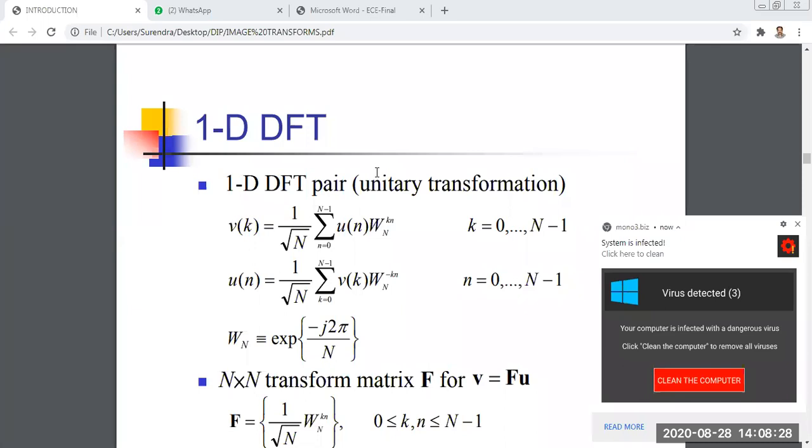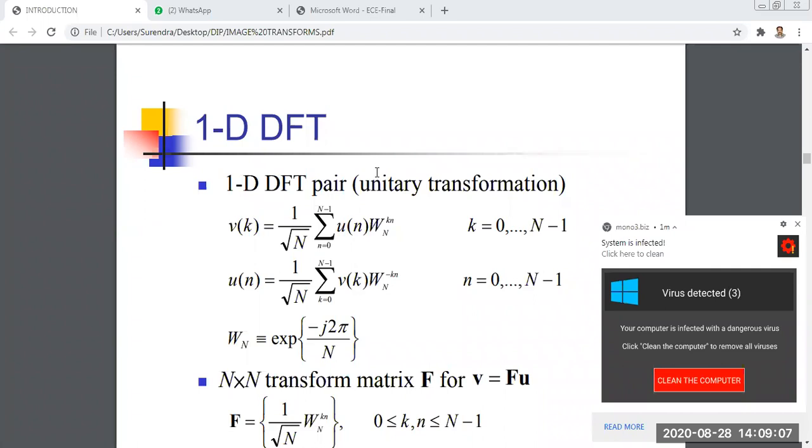Third is the Walsh transform. Fourth is the Hadamard transform. Fifth is the Haar transform. Sixth is the slant transform. Seventh is DCT, discrete cosine transform. Eighth is the KL transform, KLT. Ninth is the SVD transform. And the 10th is the Radon transform. Out of these, the third, sixth and 10th are not available at present, but the first two are available.